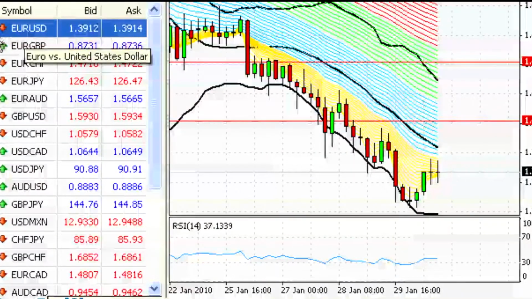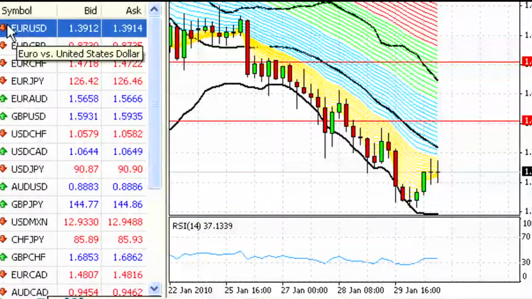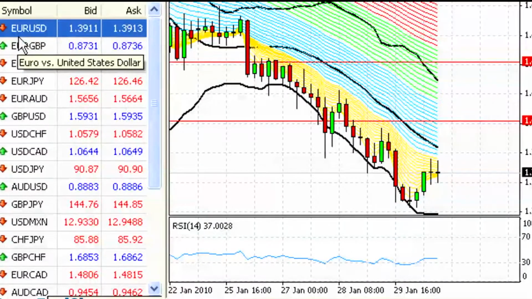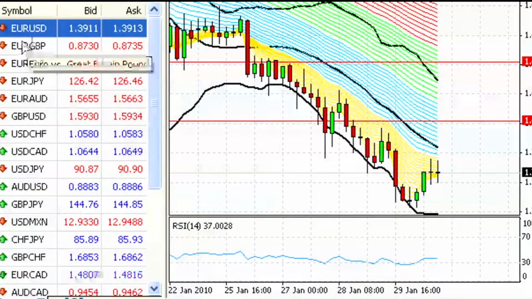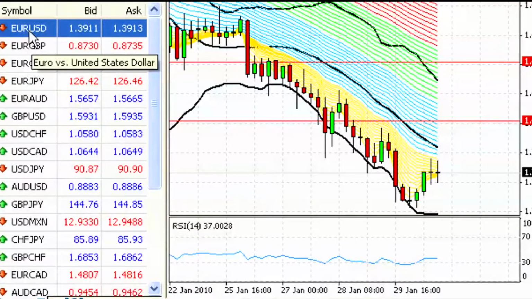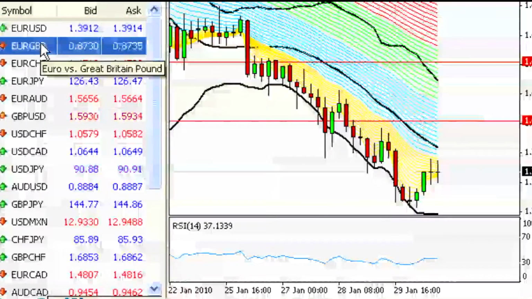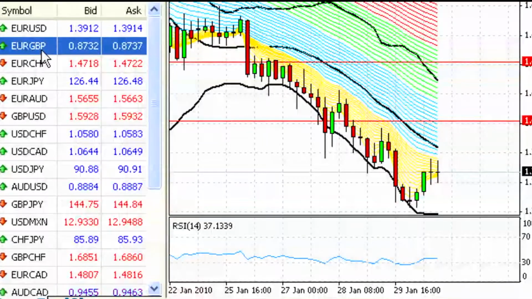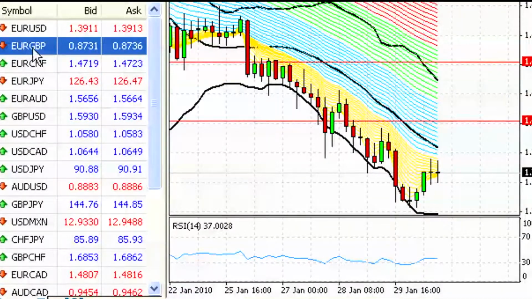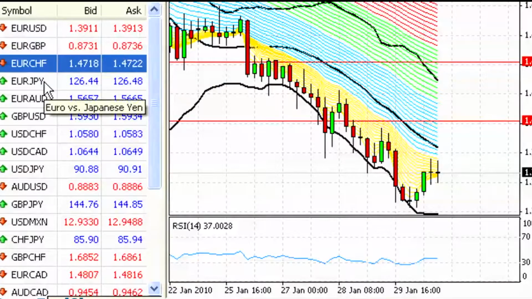The first currency you see is called the base currency. The base currency is being valued, most often, against another currency. In this quote, you see the euro is being compared to that of the US dollar. Below it, the Euro GBP is the euro versus the British pound. And below it, you see the franc and the yen.